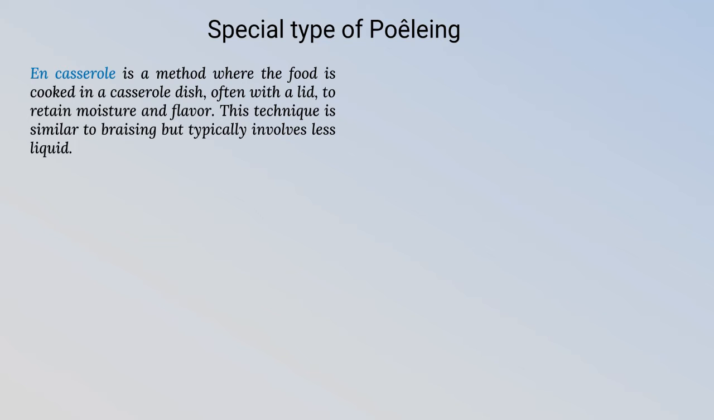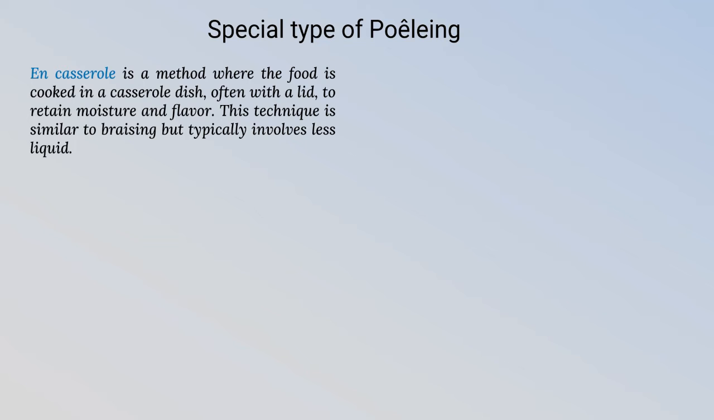Now we'll talk about special types of boiling. What is that? First one is a casserole. What is this? It is a method where the food is cooked in a casserole dish. Casserole is basically an oven-proof container, often with a lid to retain moisture and flavor. This technique is similar to braising but typically involves less liquid.